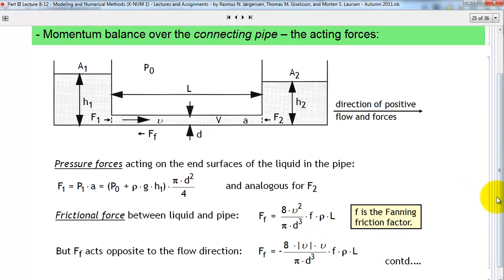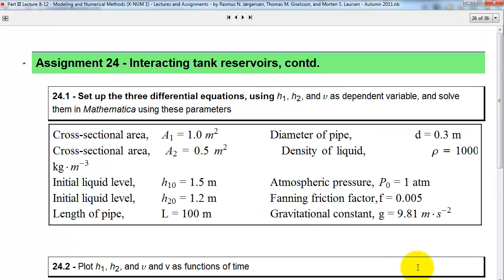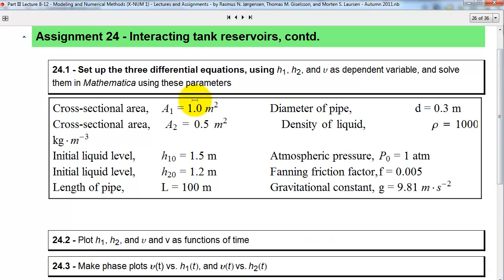I think that's it for this one. You just need to squeeze it into Mathematica with these data. So now you have the area of the two tanks that ends up in the volume, the diameter of the pipe, and you have the liquid density.